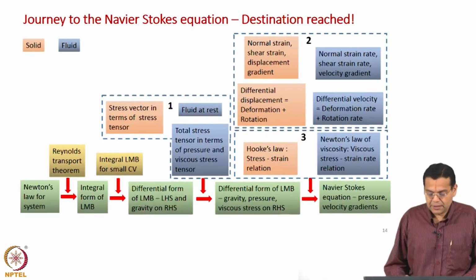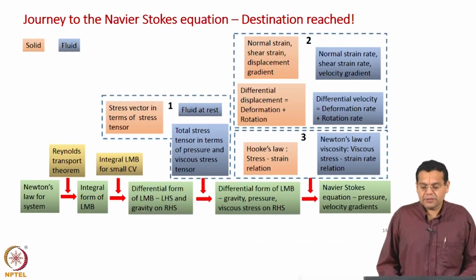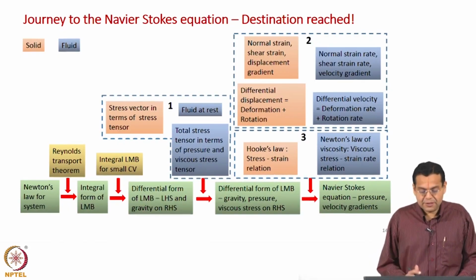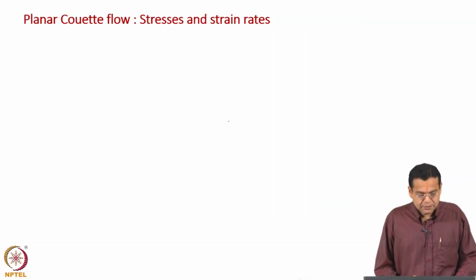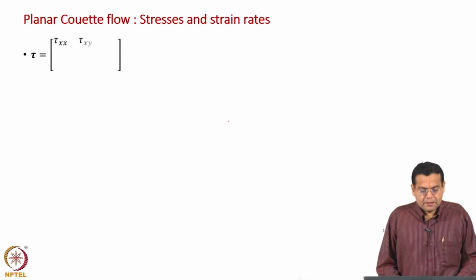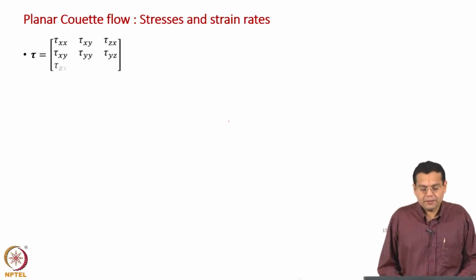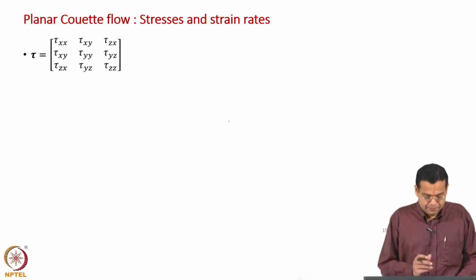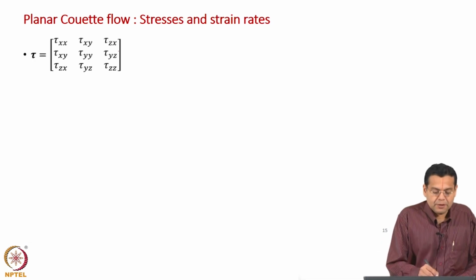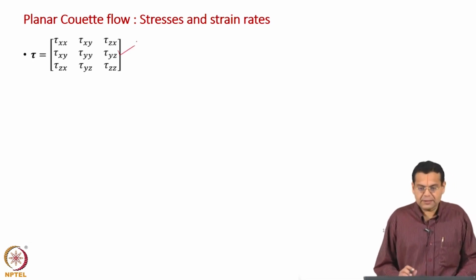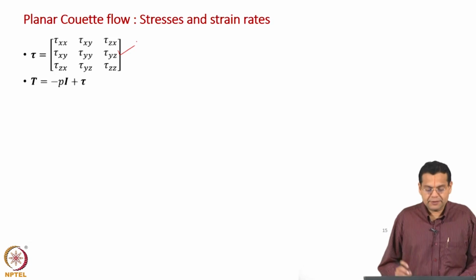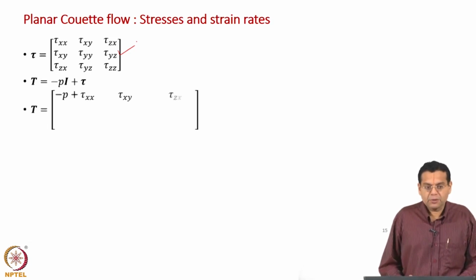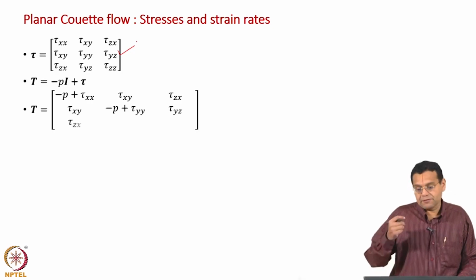So, we will use this, as usual, journey to the Navier-Stokes equation, of course, the destination reached. Now, we began with the total stress, that is where we began. Of course, I will discuss only the fluid mechanics part. Now, we introduced viscous stresses, represented by this viscous stress tensor. We introduced all the components of the viscous stress tensor, normal and then shear. We also introduced the total stress tensor, hydrostatic stress plus viscous stress, just addition of minus p to all the diagonal elements.